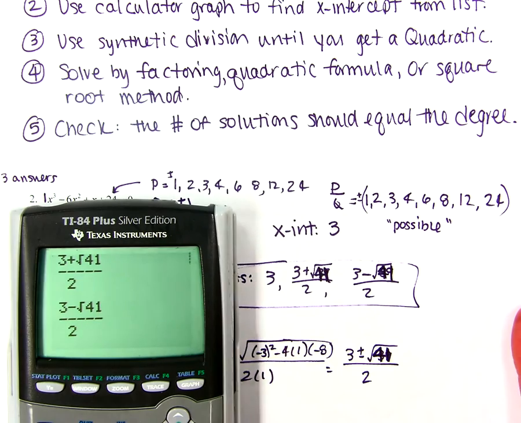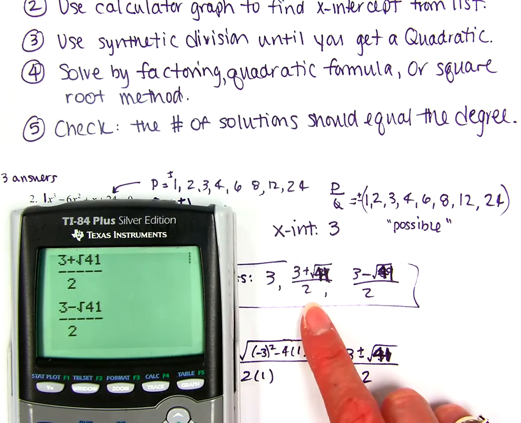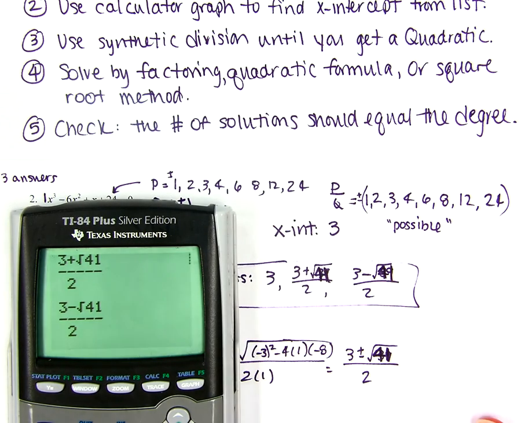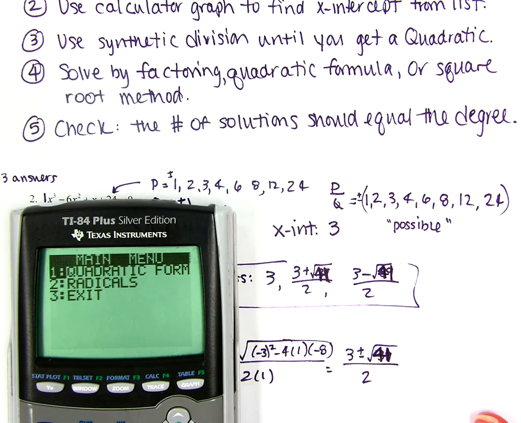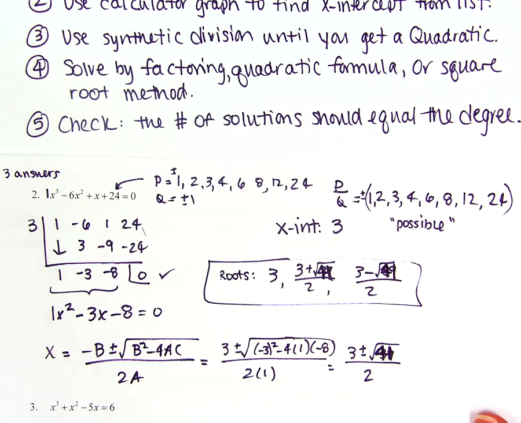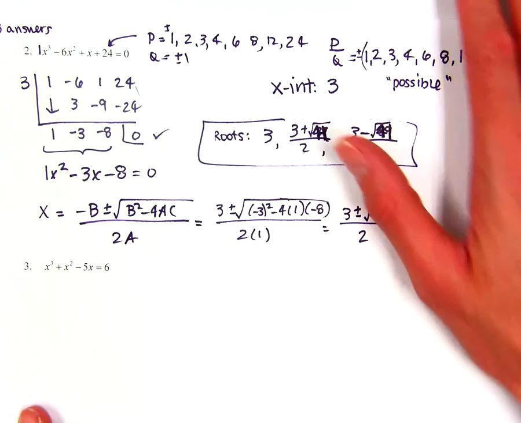All right, so now you can see we have (3 plus root 41) over 2 and (3 minus root 41) over 2. Sorry about that. Good thing we used the calculator. All right, so we're just going to exit and quit out of there. All right, so let's look at number 3.